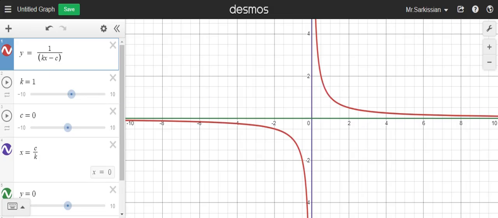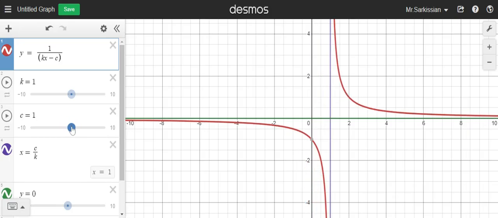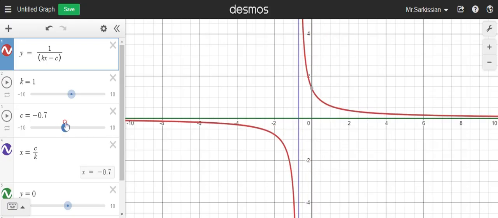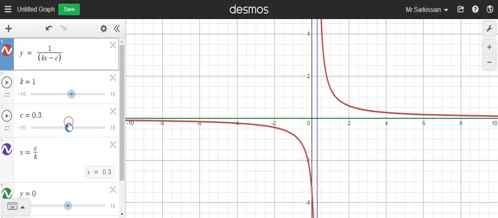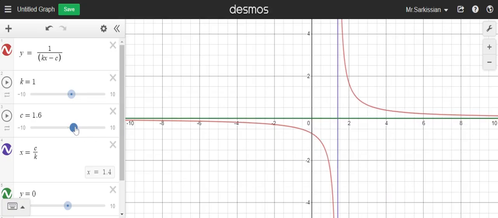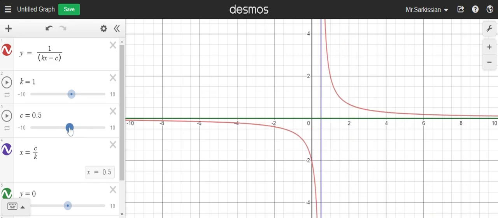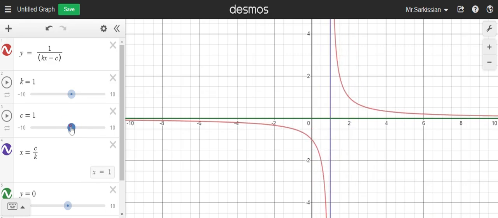But then if we change the values of k and c, we are going to see what is going to happen. So I'm going to change the value of c to, let's say, 1, and we saw what happened. The graph started horizontally shifting to the right. So there you go. This is the graph of 1 over x minus 1, basically. And this would be 1 over x minus 2. As you see, the vertical asymptote right now is x equals 2. But right now it is x equals 1.